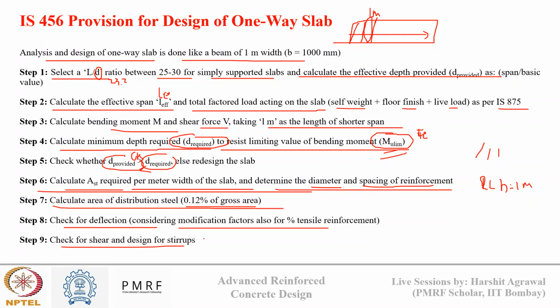Now the same procedure we use in two-way slab also. Once we have distributed the load in each direction, when we want to estimate the longitudinal reinforcement area, the design procedure is the same. So that's why I listed the design of one-way slab first before going towards two-way slab.